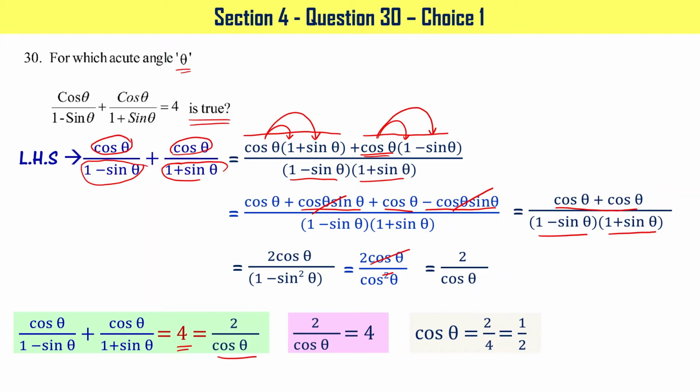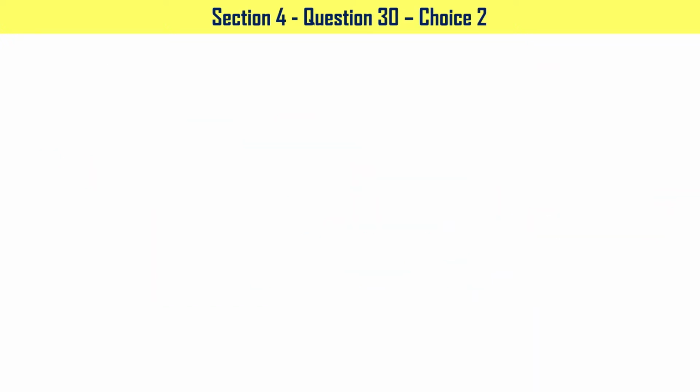From the trigonometry tables, we know that cos theta equal to half means theta is 60 degrees. So the answer is theta equal to 60 degrees. For that, this given equation is true. Let's go to the next problem, that is choice 2 of question number 30.